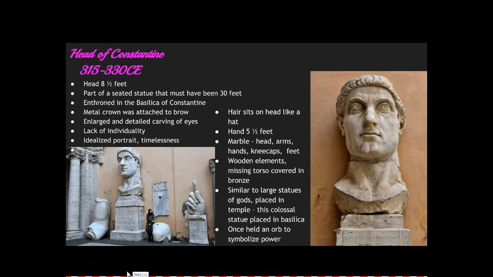The hand is 5.5 feet tall on its own. That is the same height as me. It was marble. There were some wooden elements that have decayed now, and it stood at the temple.